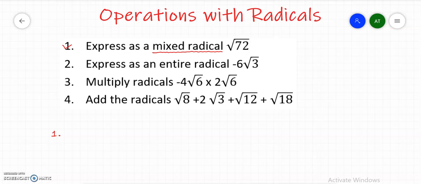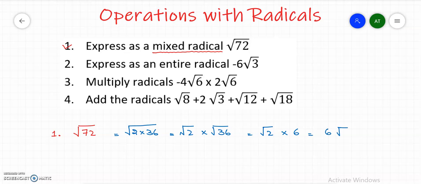So that is equal to square root of 72. We know that 72 is basically equal to 2 times 36, right? So we can split the radical separately: square root of 2 times square root of 36. Square root of 2 stays the same, and we know that square root of 36 is basically equal to 6. So we can say that 6 square root of 2 is the mixed radical, right?